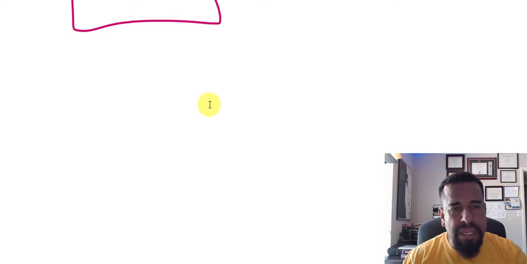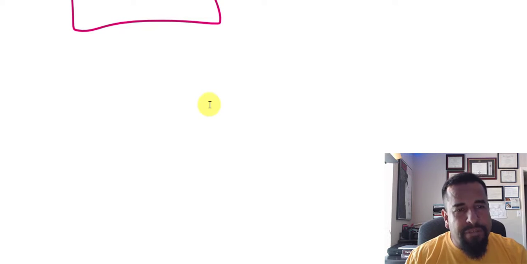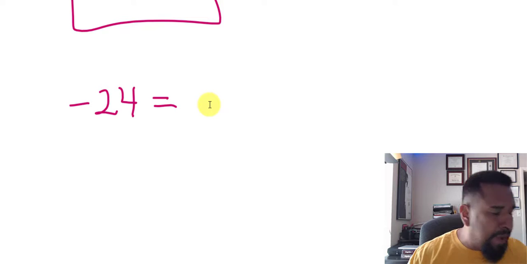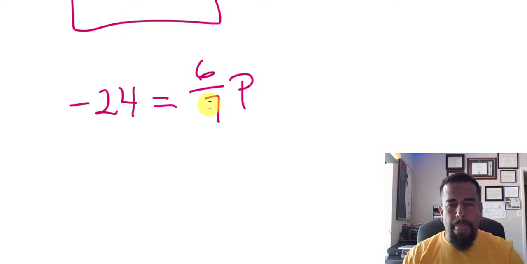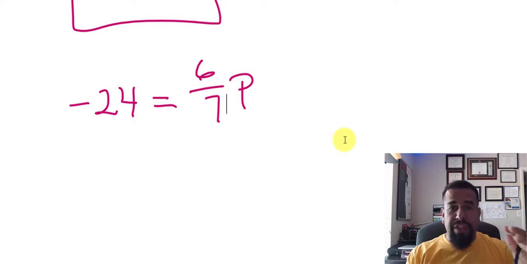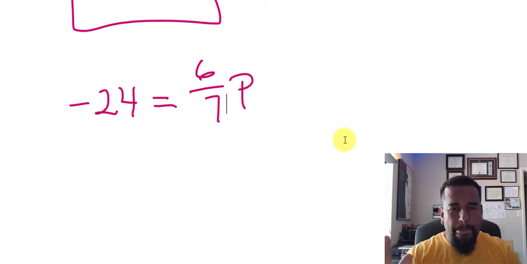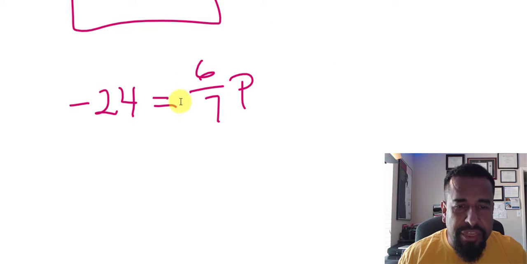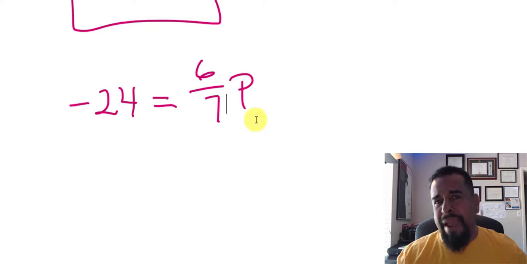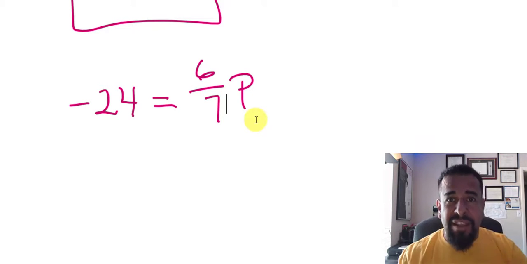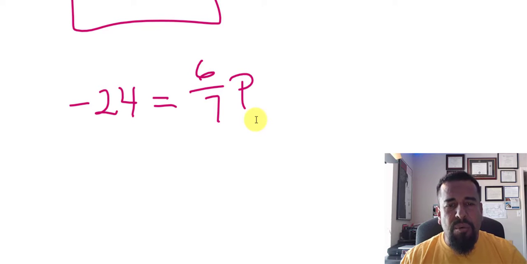So let's do negative 24 equals, make sure you're writing this down, 6 over 7 times p. Okay, so if you're new to this, you're thinking, whoa, what is happening here? Nothing. They just took this one that was normally on the first side and moved it over to the other side. Not a problem. We can do this forward and back. Why? Because we're good at this, right? Yes, you are. So here we go. We're going to do it.